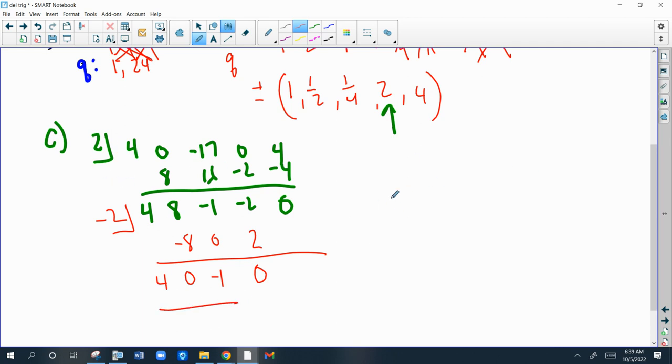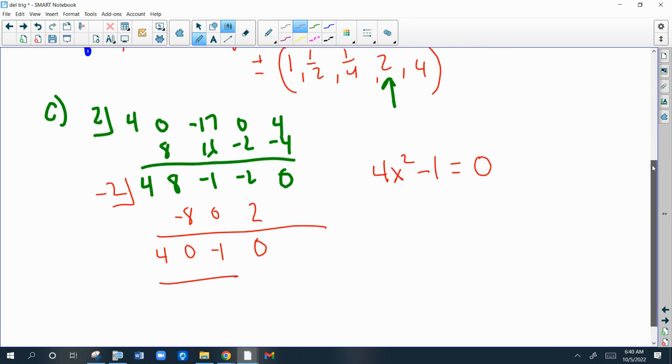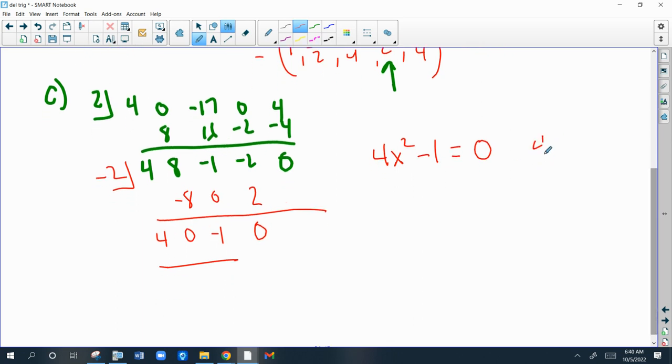This is a quadratic. It's a second degree because the original was fourth degree and I did synthetic division twice. So this would be 4x squared plus 0x minus 1 equals 0. Now you can solve this in 2 different ways. You can add 1, divide by 4, square root, or you can factor. I guess I'm going to do it both ways because they're both pretty easy.